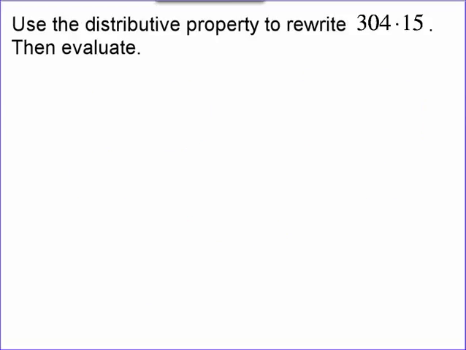Let's look at another one of those. 304 times 15. So what's the biggest number? 304. So we have to figure out a way to write 304. What would be a way to write 304? 300 plus 4. Now I would probably go that way. Another way I could write that would be 310 minus what? 6. I'm going to take that times 15.